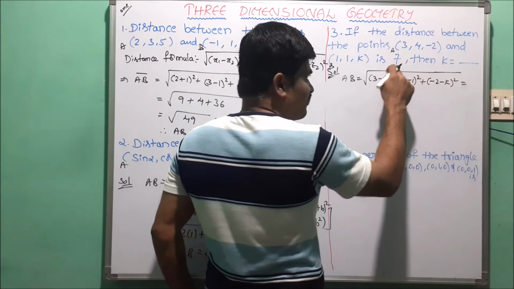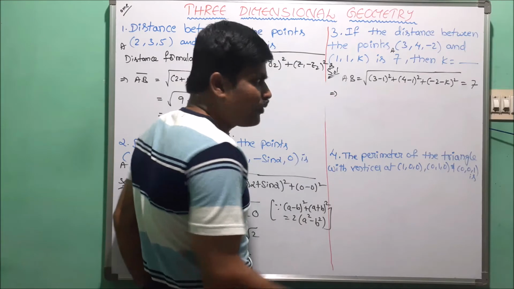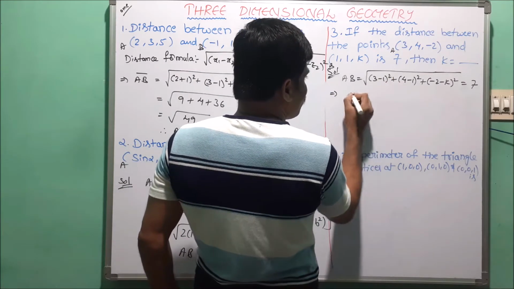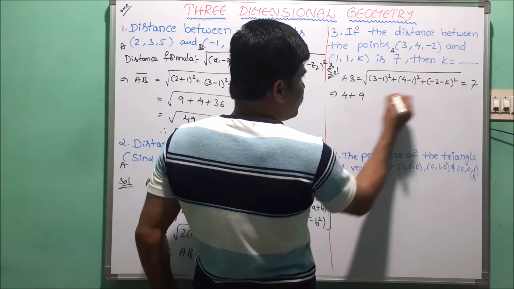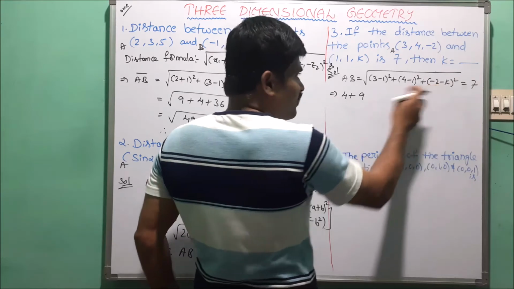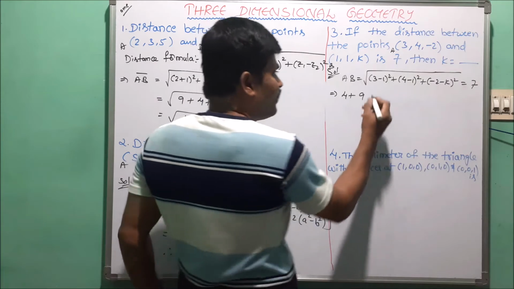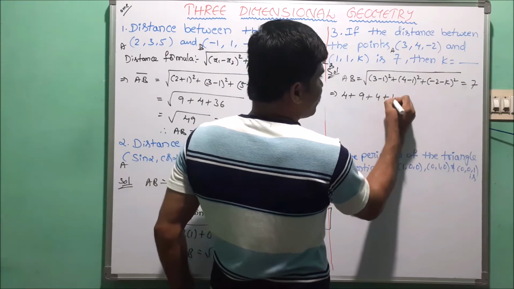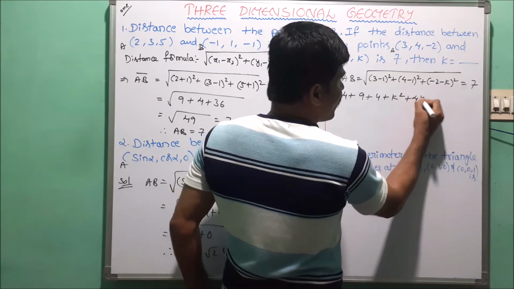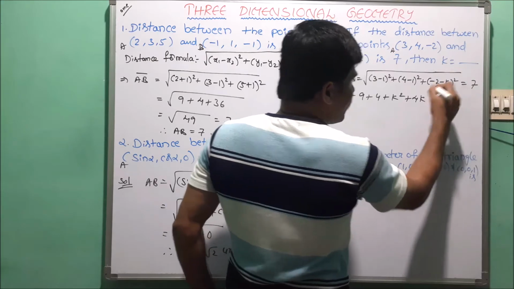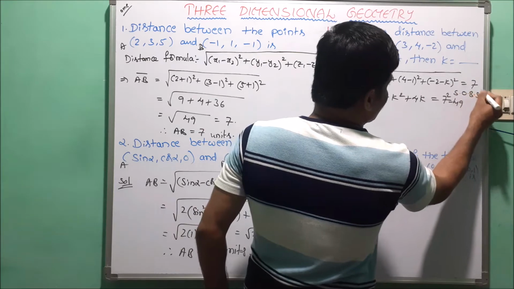That equals the distance, which is given. Now equating, the distance is 7. Squaring on both sides and simplifying: 3 minus 1 whole square means 2 square, that is 4. Then 3 square, that is 9. In that we take minus common, and minus whole square means plus. Now this is the a plus b whole square form. Then we write 2 square means 4, plus k square, plus 2ab, 2 into k, so 4k. That equals, squaring on both sides, 7 square, which equals 49.